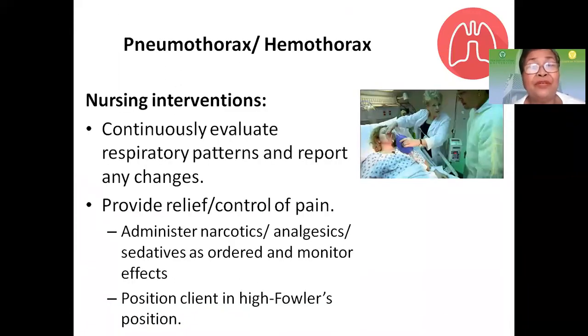So, for patient with pneumothorax, hemothorax, nurse interventions: continuously evaluate respiratory patterns and report any changes, provide relief or control of pain, administer narcotics, analgesics, sedatives, monitor or position client in moderate to high Fowler's position. Okay.